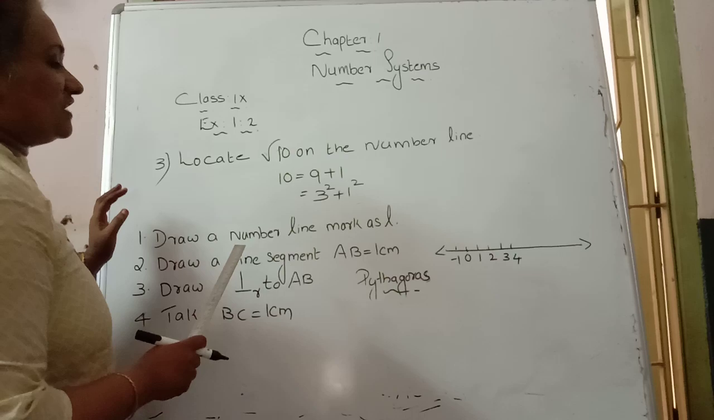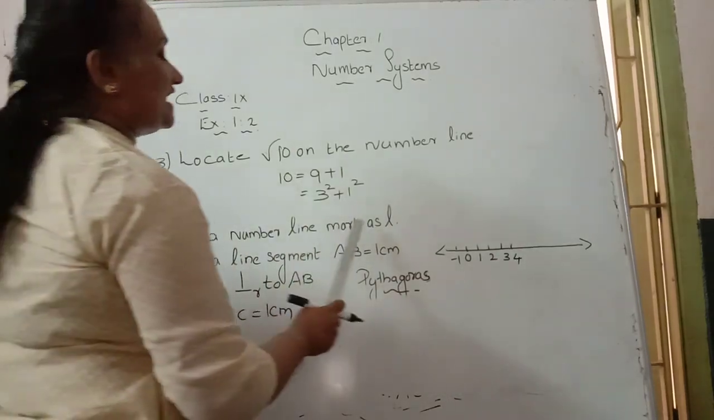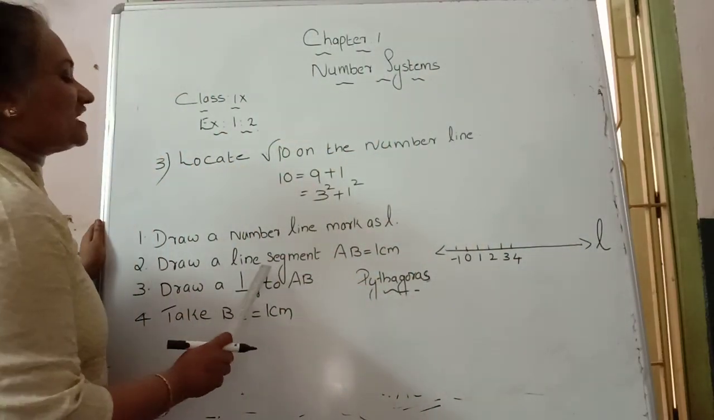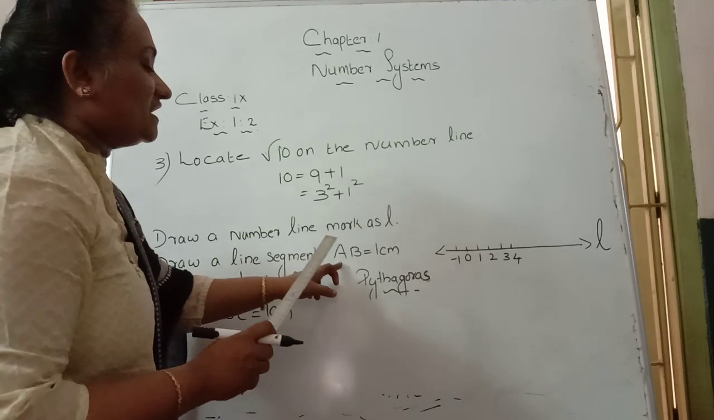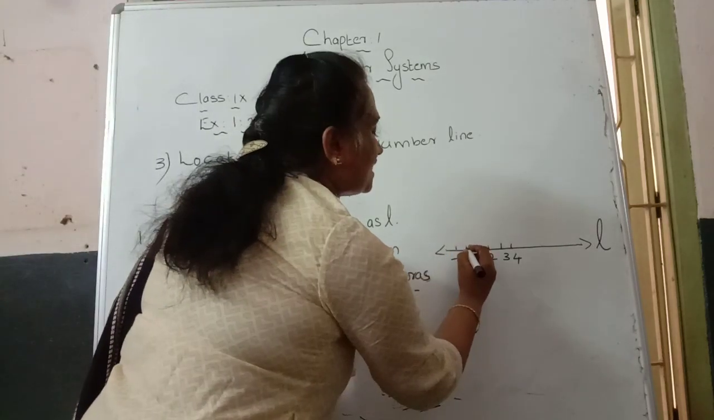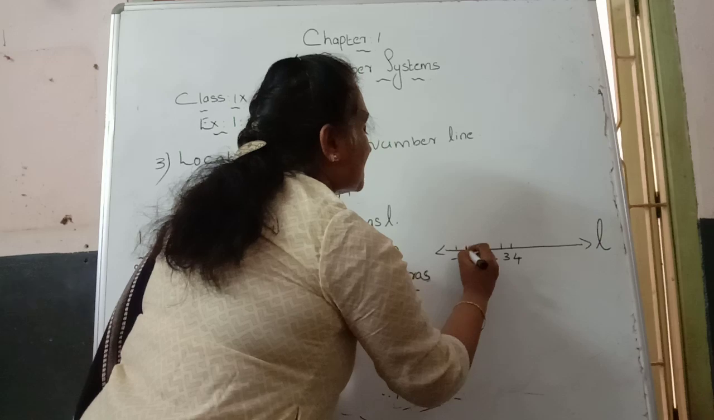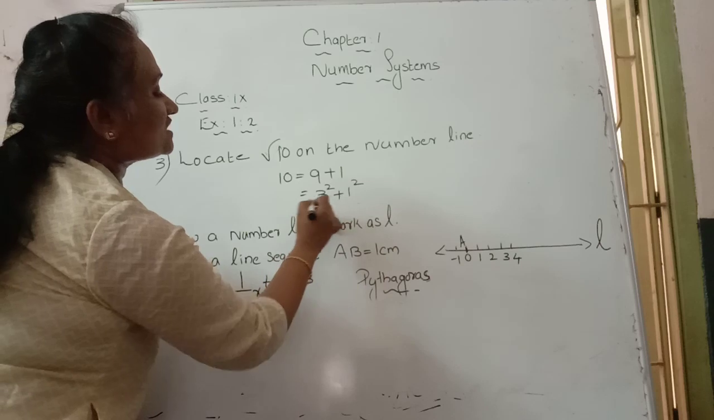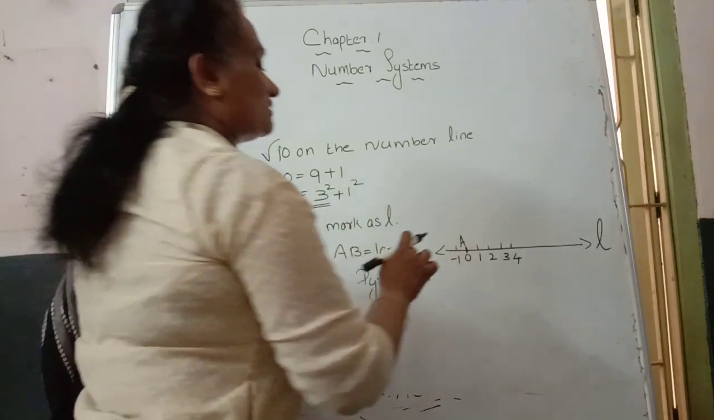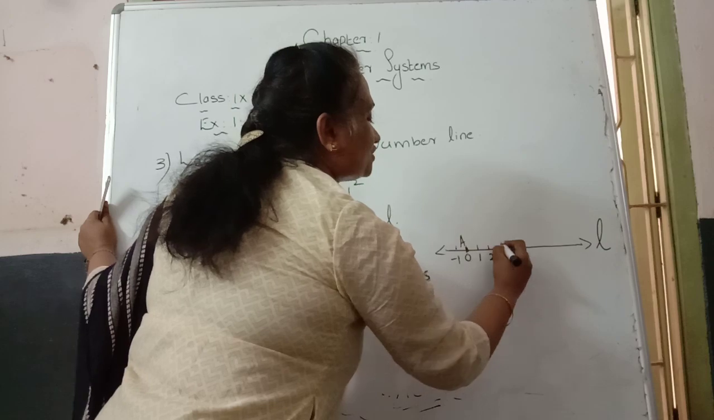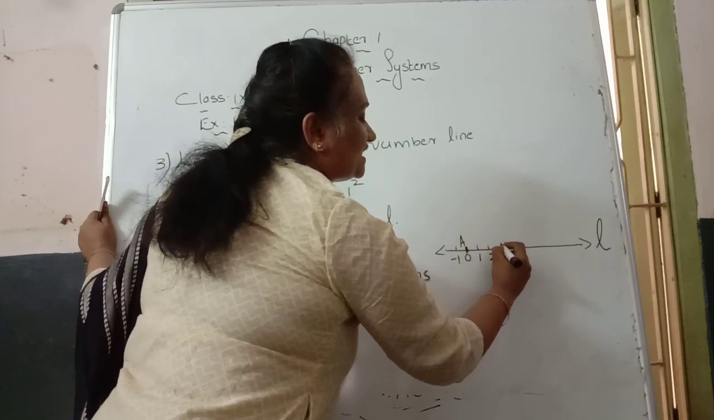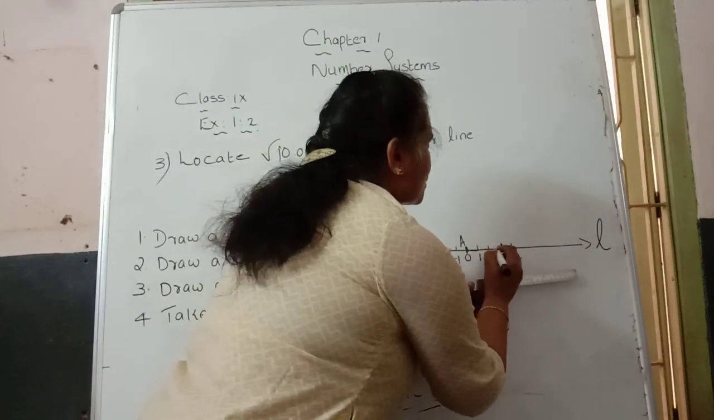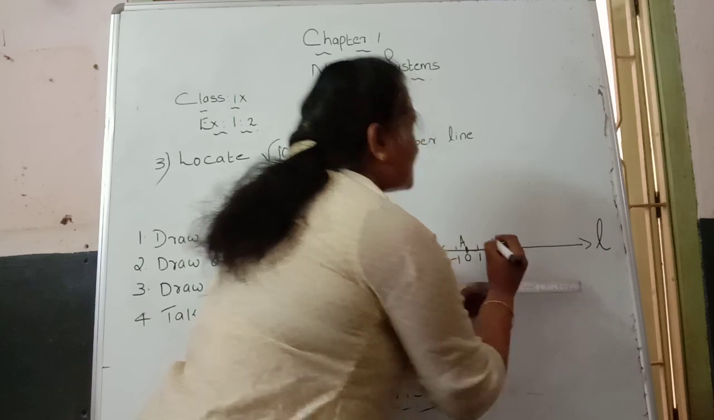Then, the first step is completed: draw a number line and mark it as L. So here we mark the alphabet L. Second step, draw a line segment AB. So we give the 0 the alphabet A. And what is the first measurement? 3 is the first measurement. That's why the distance from A to 3, here to here, we take as 3 centimeters. There you draw a line segment and give the name B.